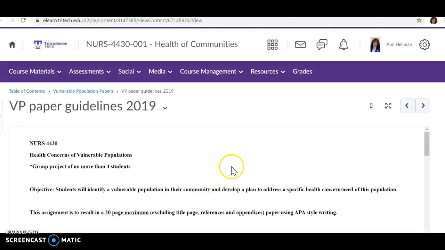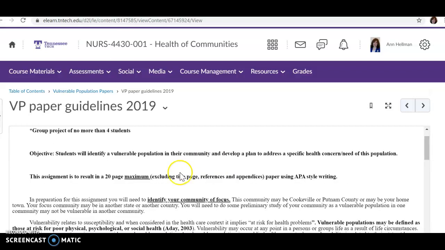So in this table of contents under vulnerable populations papers, you have the guidelines for this, okay? You are going to identify a vulnerable population in your community. Now, who or what makes up a vulnerable population? It's someone or a group of people with some type of characteristic that puts them at higher risk of poor health outcomes. To give you an example of who a population might be, it might be those with limited vision, those with impaired hearing, or the deaf community.